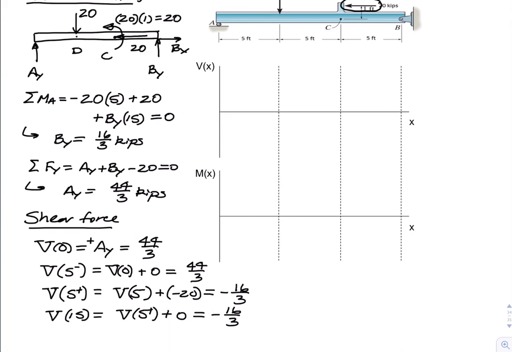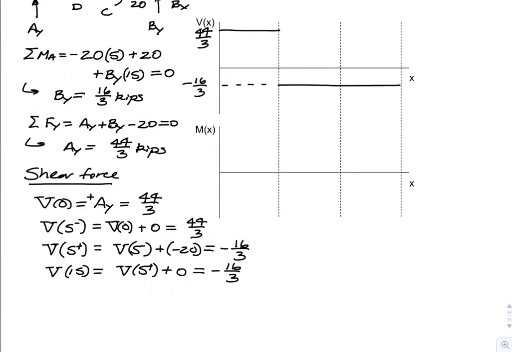So how does this look? Well, we are at 44 thirds throughout the first 5 feet. And then there's this drop of 20, which takes us down to minus 16 thirds all the way the rest of the way across. So that's how the shear force looks. Bending moment.